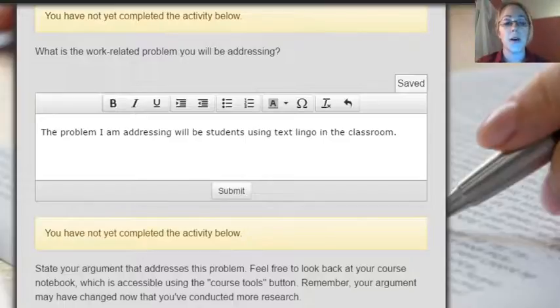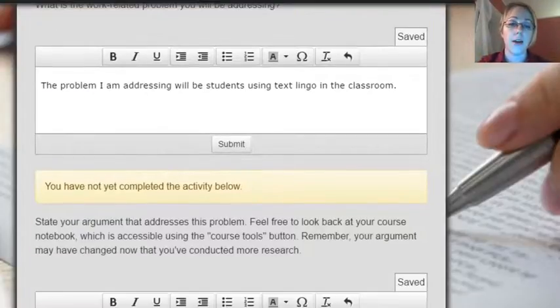So our first prompt is, what is that work-related problem that you will be addressing? This is that idea that we've been talking about through the entire term. For my paper, I would answer this prompt by saying the problem that I'm addressing will be students using text lingo in classrooms. So just type in 1 sentence, 2 sentences, whatever, of what that problem is. And this is to help you keep track of everything as we develop our thesis statement.